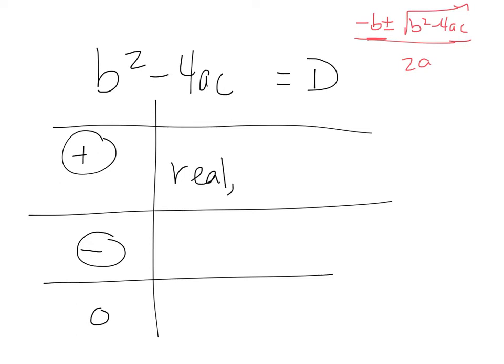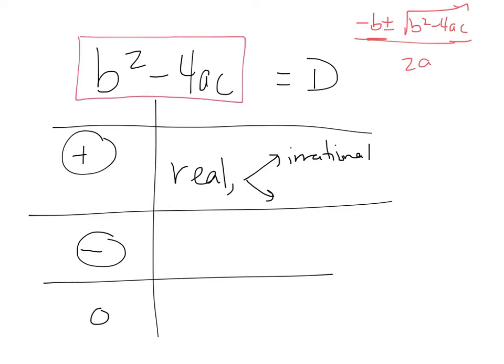What else? It could be irrational or rational. Let's talk about that. When is it irrational? If the discriminant is not a perfect square. If you have a number under here, let's say b squared minus 4ac equals a number like 17. If that happens, then you take the square root of 17 in the formula, which makes it irrational for sure.